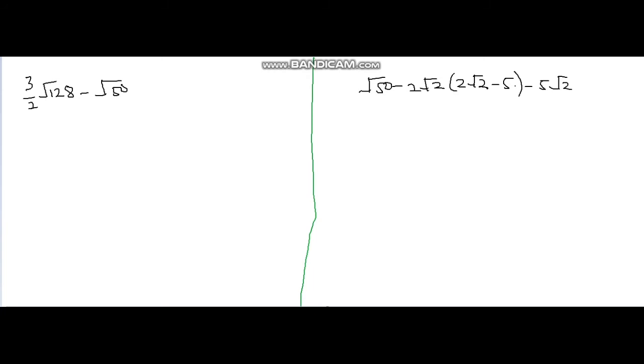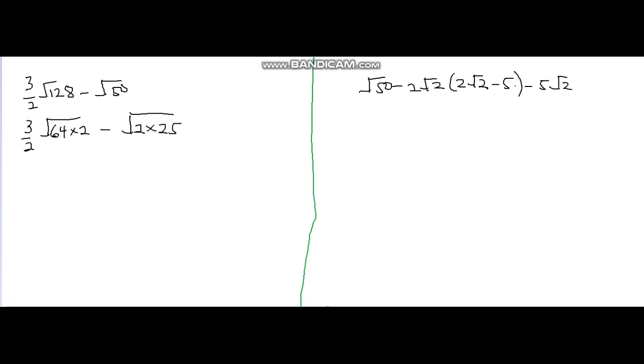3/2 square root of 128 minus square root of 50. So let's solve that one before we go to the next one. It's very simple. So this is what we are doing. With this one, we maintain our 3/2, and under the square root here, we look for two numbers that multiply to get 128. That's 64 and 2. So we use those numbers in place of that one. That is 64 times 2, minus another square root. Two numbers to multiply to get 50. We have 2 times 25.